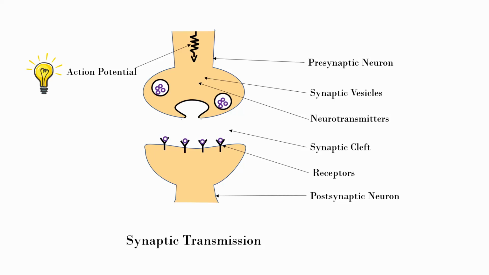Depending on the type of neurotransmitter released, the postsynaptic neuron will either undergo depolarization, leading to generation of an action potential and further transmission of the signal, or hyperpolarization, resulting in the stoppage of the further transmission of the signal. So this is how communication between the neurons occurs.